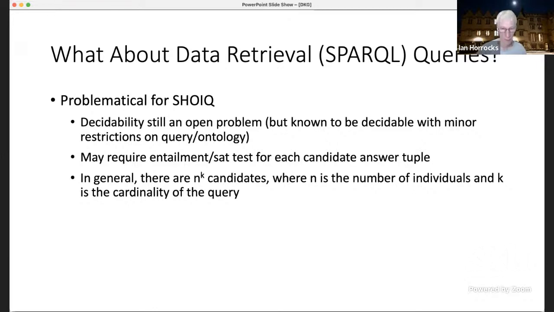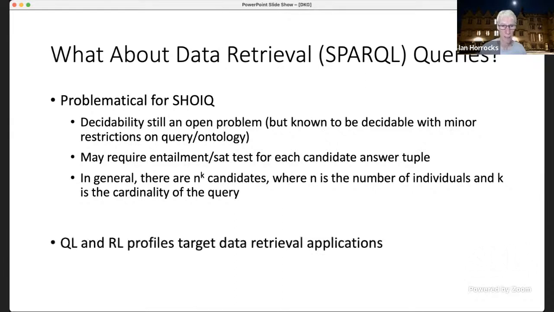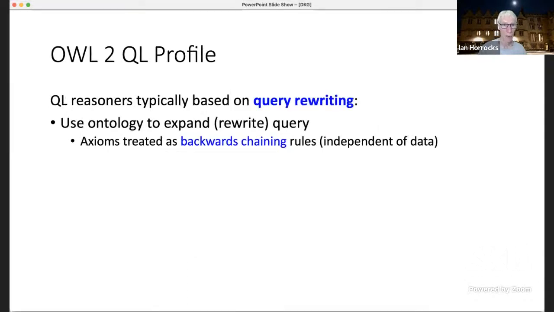And this just isn't going to scale to large data sets. The QL and RL profiles were introduced exactly for the purpose of dealing with this issue and providing subsets of the language for which we could provide scalable query answering services. So how did they work?